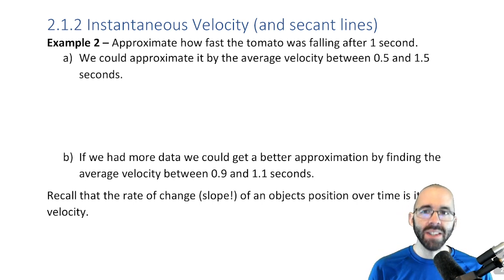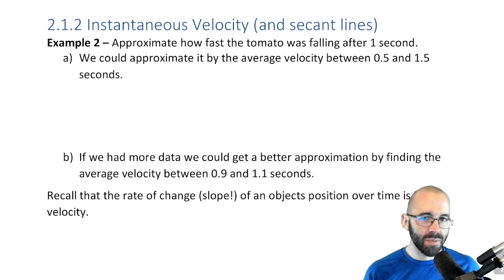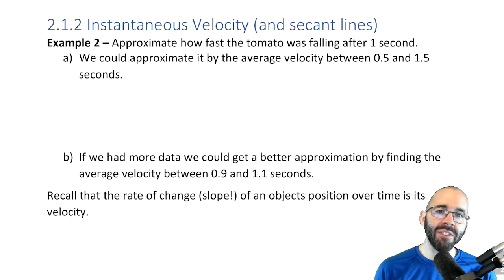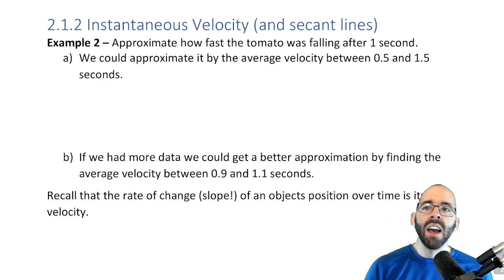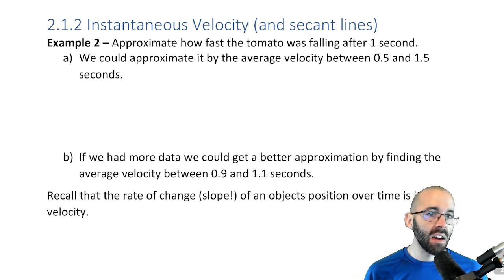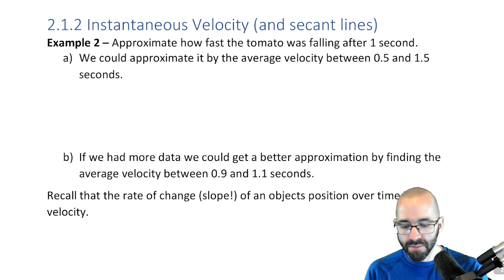All right, I promised that we'll talk a little bit more about how to approximate this. If the tomato had a speedometer, approximate how fast it was falling after 1 second. We're going to start by calculating the average velocity between half a second and 1.5 seconds. That average velocity will be one way that we can approximate how fast it was falling after 1 second. So what's this average velocity?